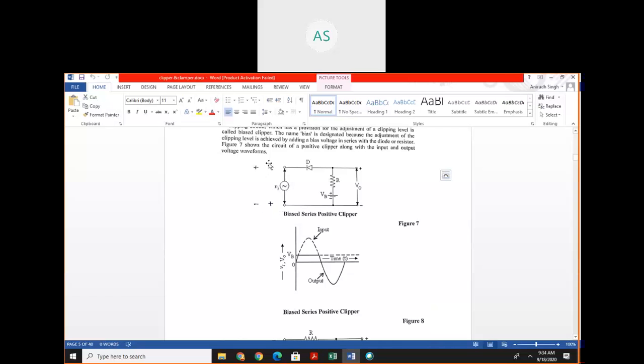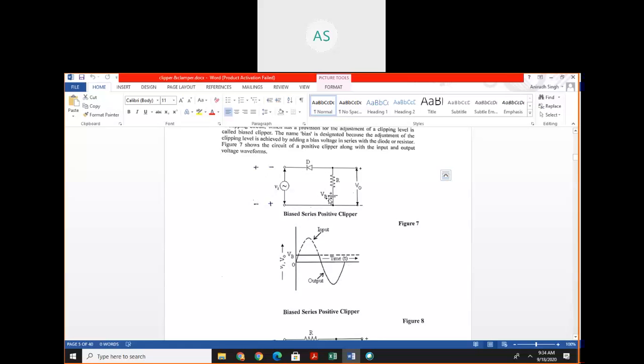In the negative half cycle, this Vi is added with Vb. So the negative terminal is connected to the cathode and the positive terminal is connected to the anode, and this diode acts as a short circuit. The output is equal to the input because current is flowing in this circuit and these are two parallel branches. So the output is approximately the same as the input for the negative half cycle.